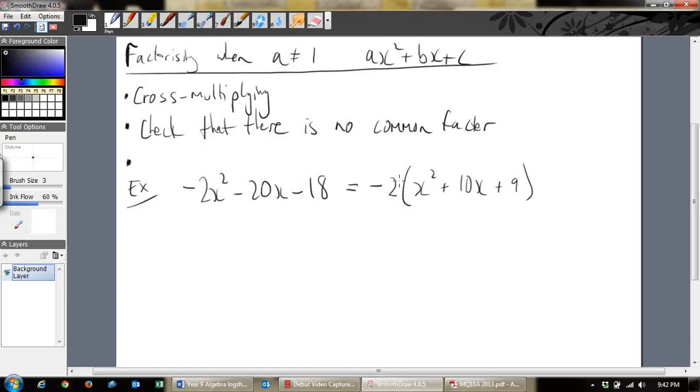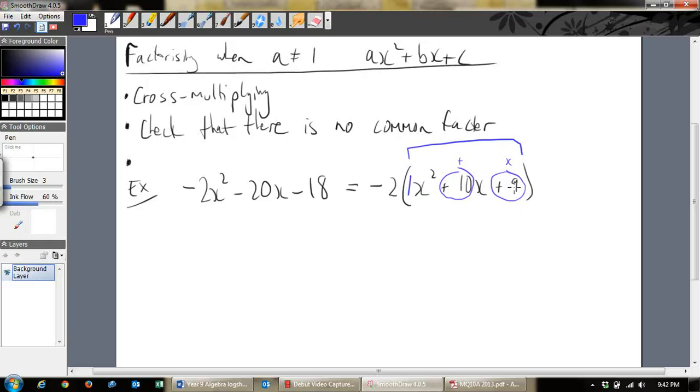But it's not factorised yet. We've taken a negative 2 out, but this is still not factorised in here. So what do we do? Well, hopefully by now you might be good at these. We're looking at positive 9. We're looking for two numbers that multiply to give positive 9, that add together to give positive 10. Because what we've got in here now is your trinomial which has just a 1. A is equal to 1 now. Okay, so this is something that we can factorise.